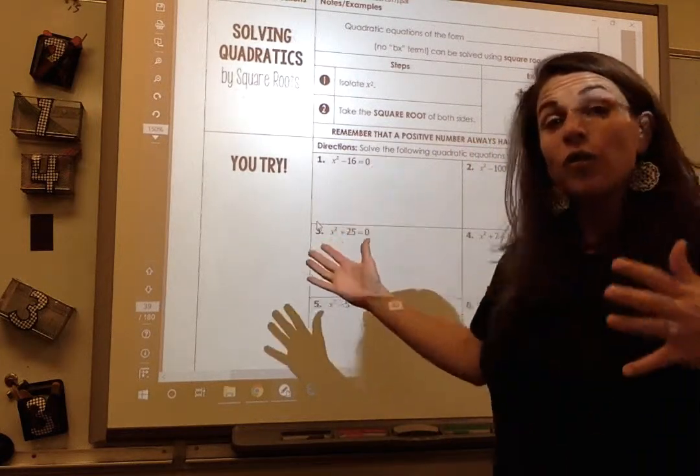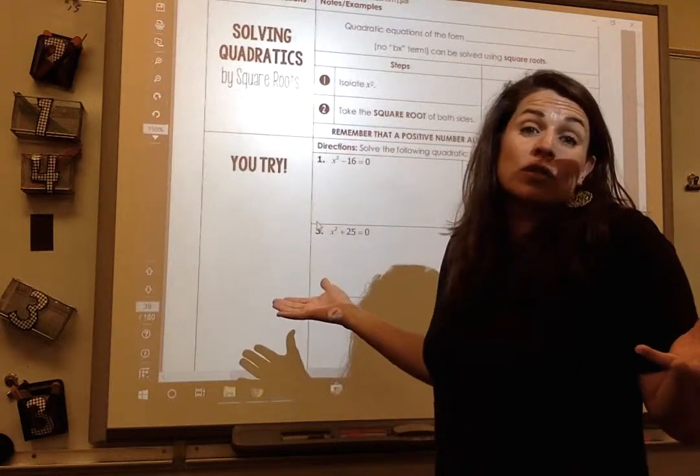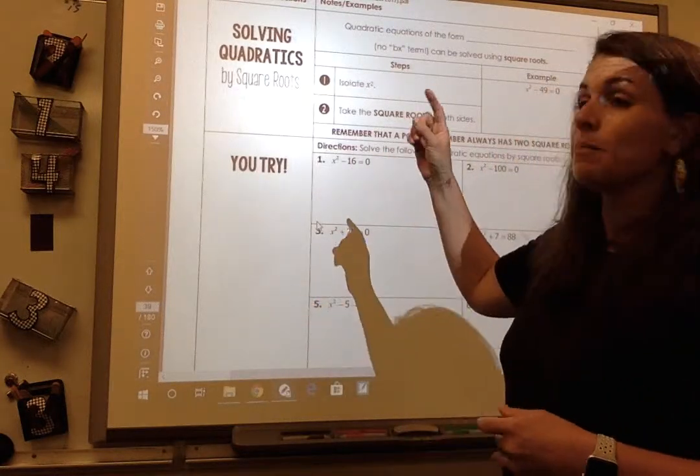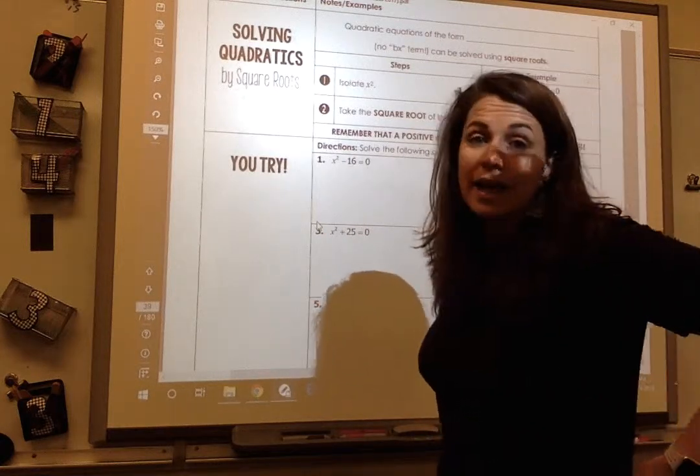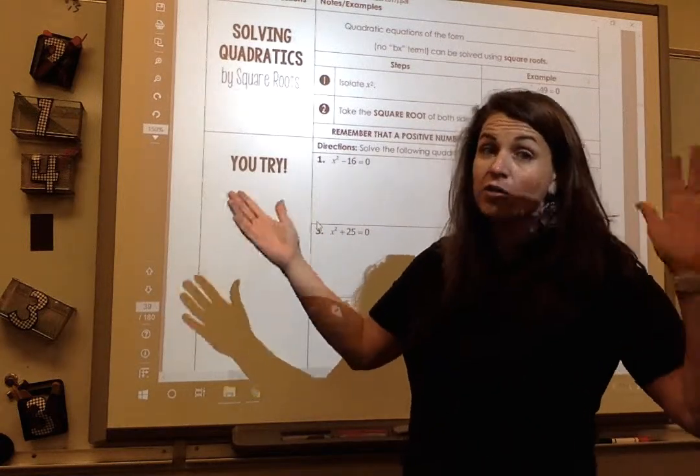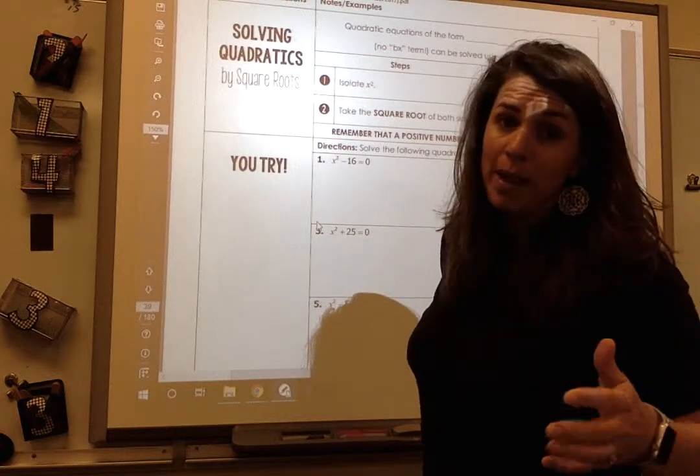This is just a different way that we can use to solve quadratics. And it is by the square root. So I'm going to show you that on our notes that we've already talked about in class. But of course, if I go too fast, shocking, you have this video to come back to.